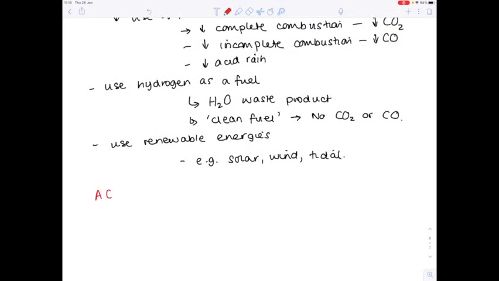Now we're going to touch more on the acid rain points. So how are we going to reduce acid rain? Through use of catalytic converters.